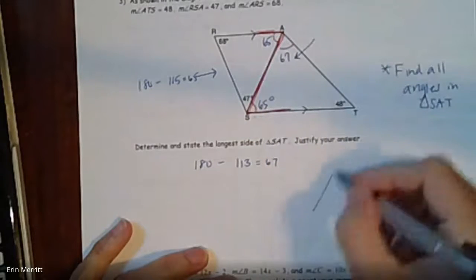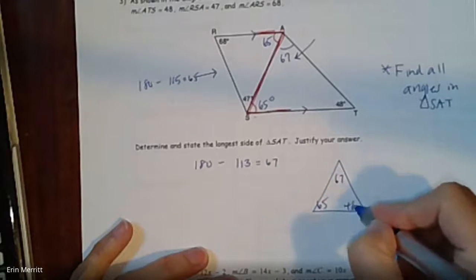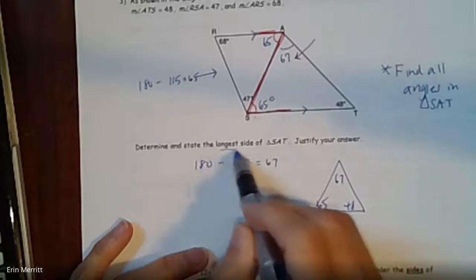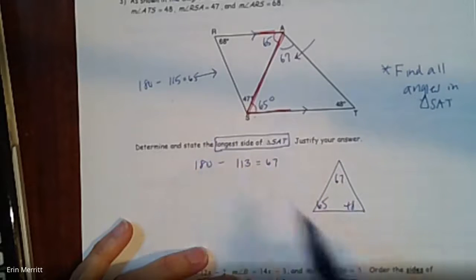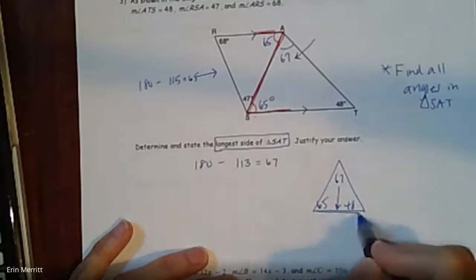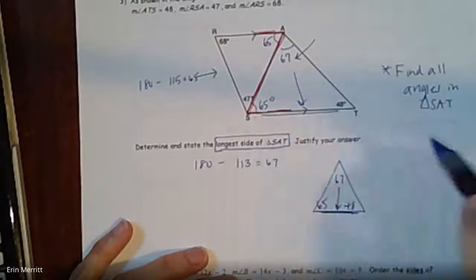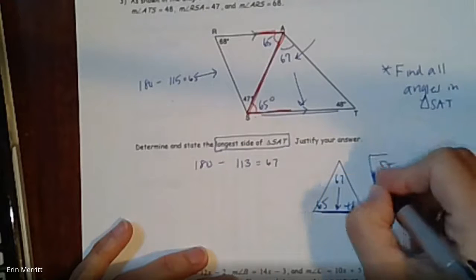So now that I have all three angles in that triangle, so I've got 65, 67, 48. It's asking which one is the longest side of triangle SAT. So that's going to be across from my 67-degree angle. So that's the side down at the bottom, which in the picture is this right here, side ST.